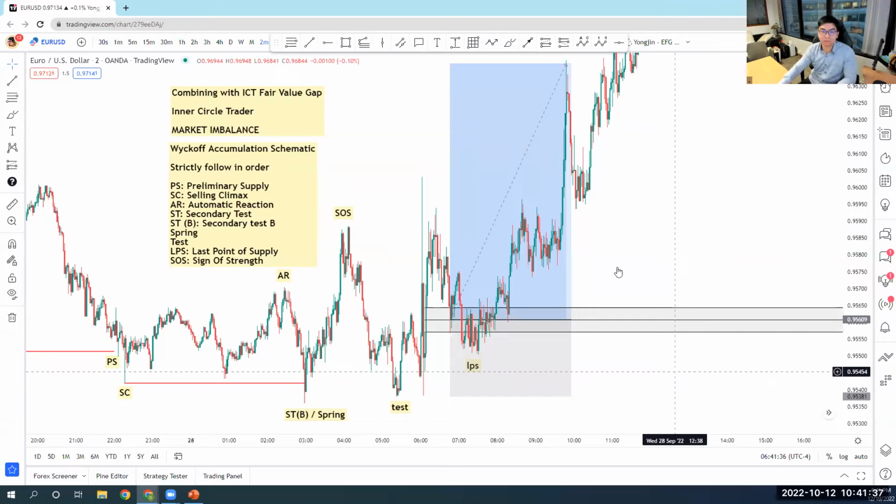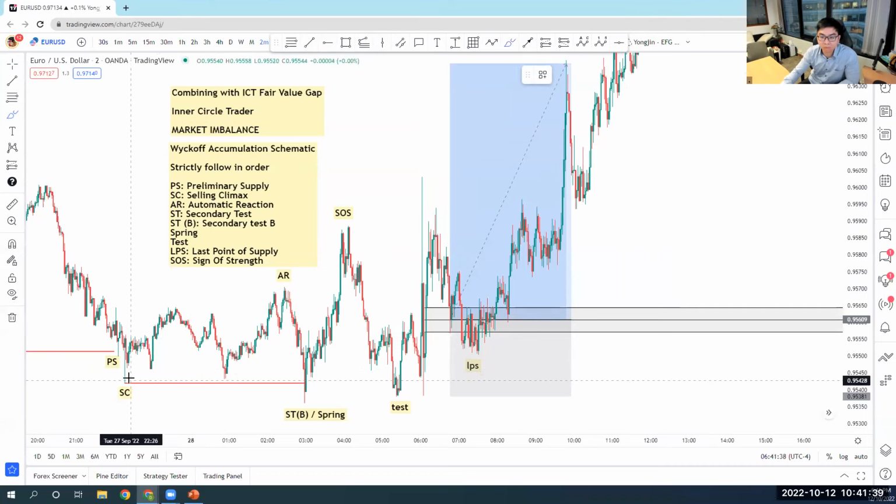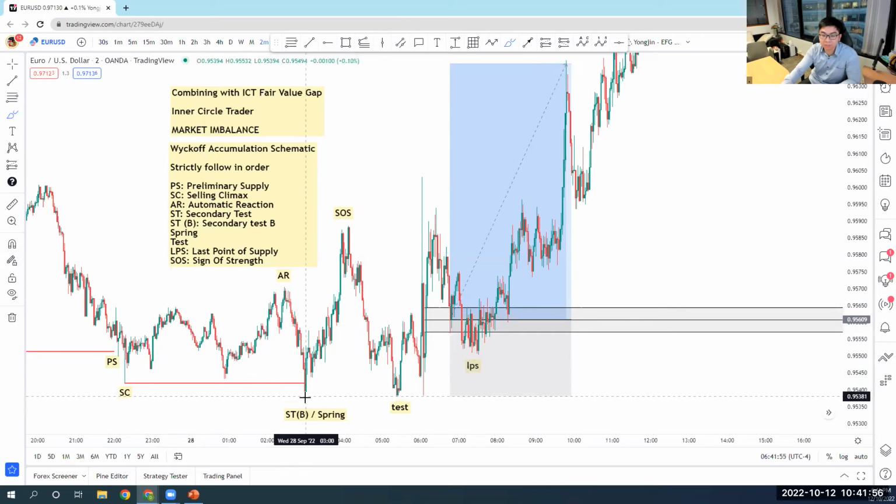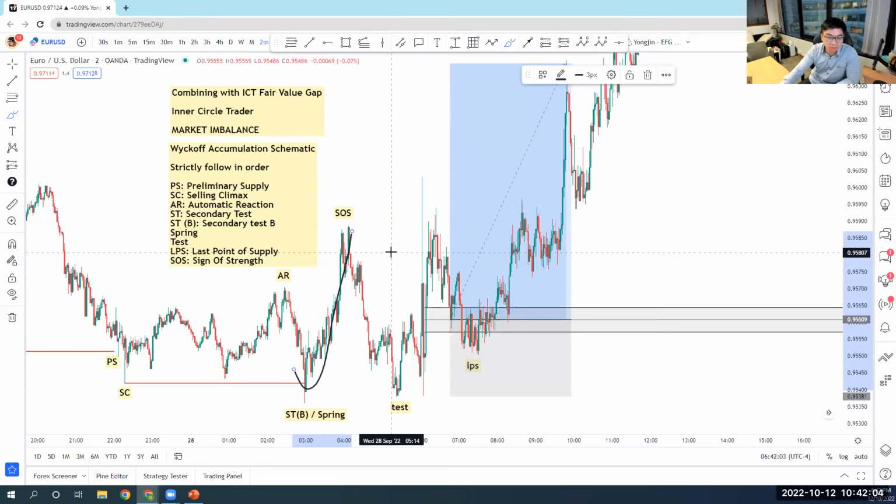Okay, before I continue also, the automatic reaction we base on, I would say, common sense. Automatic reaction is when price goes up and there's a huge reaction. It has to be bigger than the selling climax. Also the spring. What do you think of spring? Spring is when you are jumping, and then the spring also must have a huge reaction.